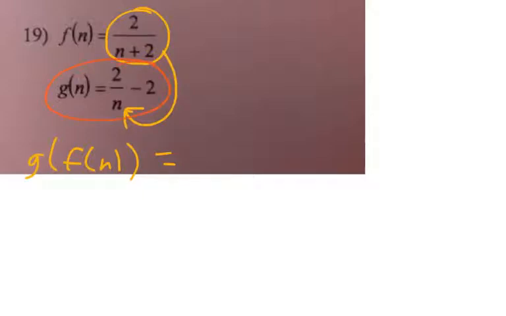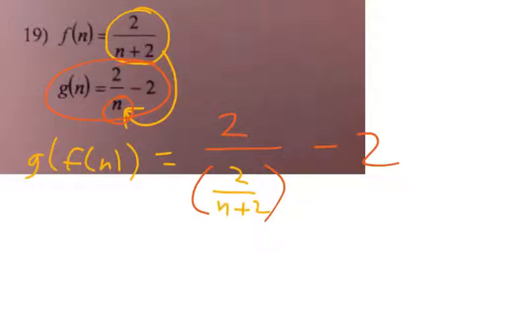Do you agree g is 2 over something, n minus 2? 2 over n, in other words, n represents what we're going to plug in, minus 2, right? And what we're going to replace n with is function f, which I'm going to do in yellow. See how I literally put function f? See that function f right there? Right inside function g. And now it's just a matter of simplifying this.